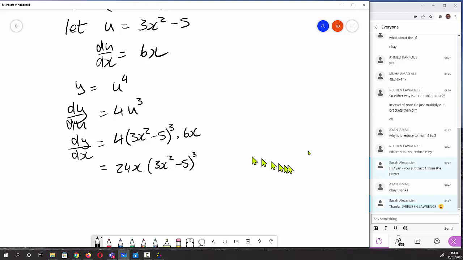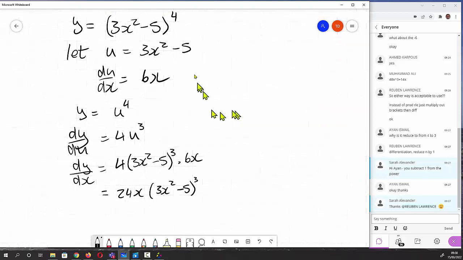Now, what we could have done if we were mad is we could have expanded this bracket, then we could have done it term by term, and then you could have collected common terms, and this is where you'd have got to. All right, so that's an example of the chain rule.